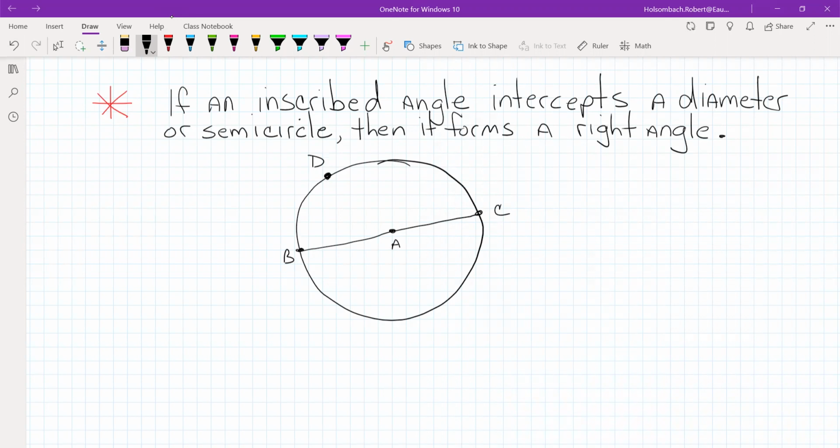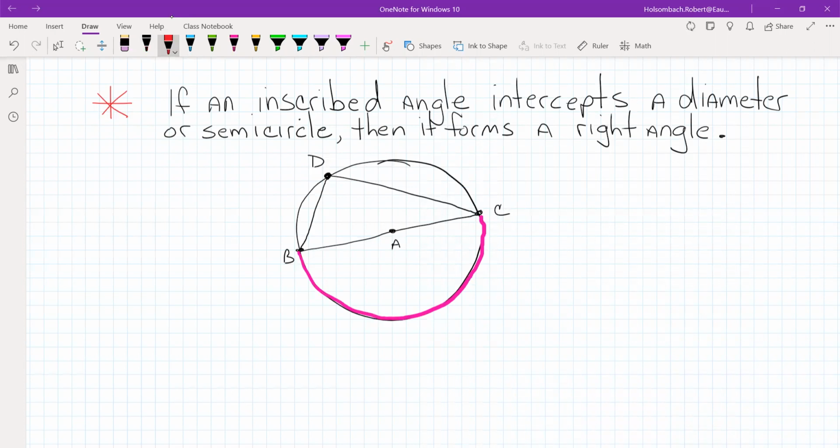If I connect D to B and I connect D to C, do you see how B and C are on a diameter? B and C also form this arc. And this arc is a semicircle. So here's what the rule says.